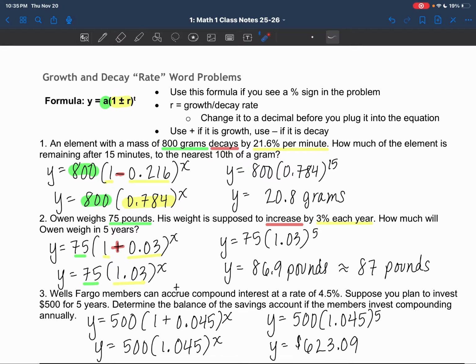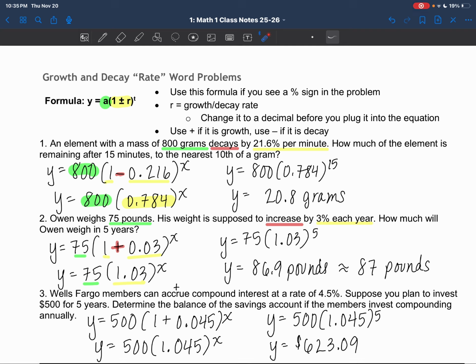It's just got one or two extra steps of either adding or subtracting from 1, and then converting your percent to a decimal. So Owen weighs 75, so that's where he starts. His weight is supposed to increase by 3% each year. So remember, your percent you need to convert to a decimal. How much will Owen weigh in 5 years?